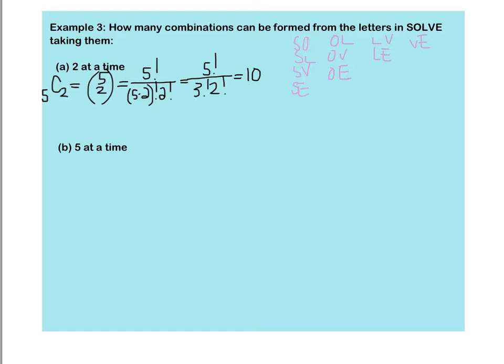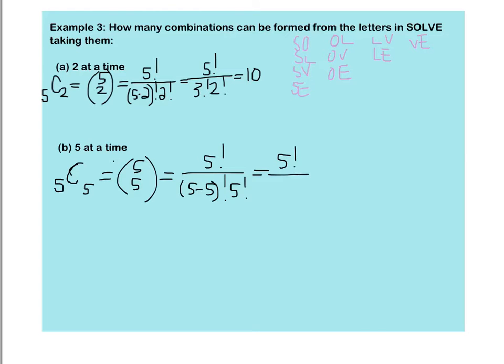Okay, so now let's go ahead and choose 5 at a time. So that would be 5 choose 5. Which is going to be 5 factorial over 5 minus 5 factorial. 5 factorial over 0 factorial, and 0 factorial is just 1, so that goes away. So it's 5 factorial over 5 factorial, which is 1. Which makes sense. If we're grouping all 5 letters and we don't care what the order is, then there's only one way to group up all 5 letters.